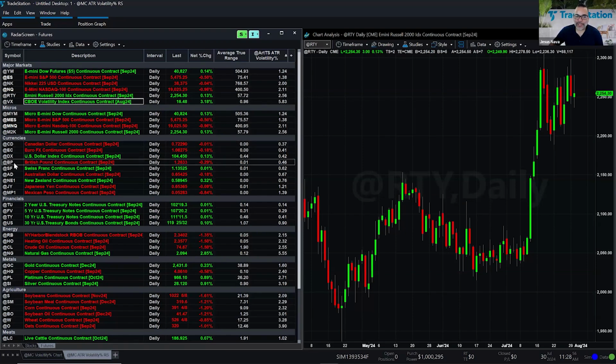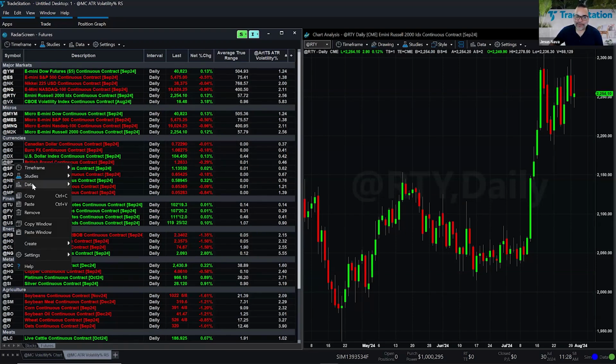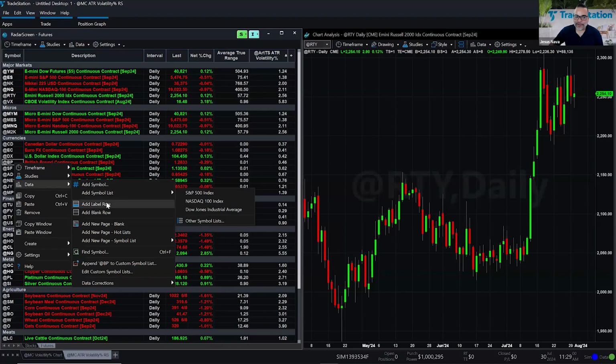At any point, you can right click on any row, go to data, and click on add a label row. And that's the way that you split your list of symbols and add a label or a blank row. That will create separation in your radar screen so that you can sort within groups.